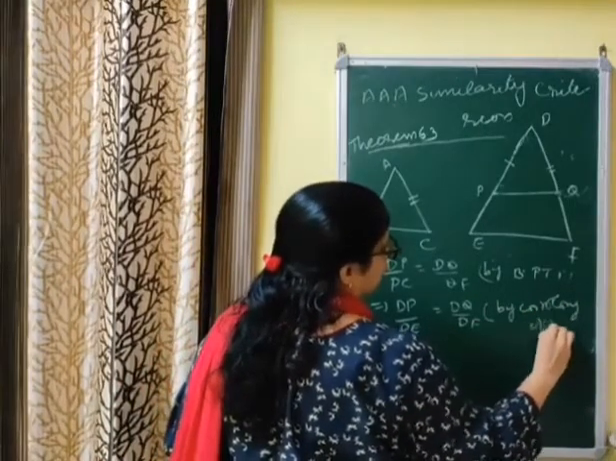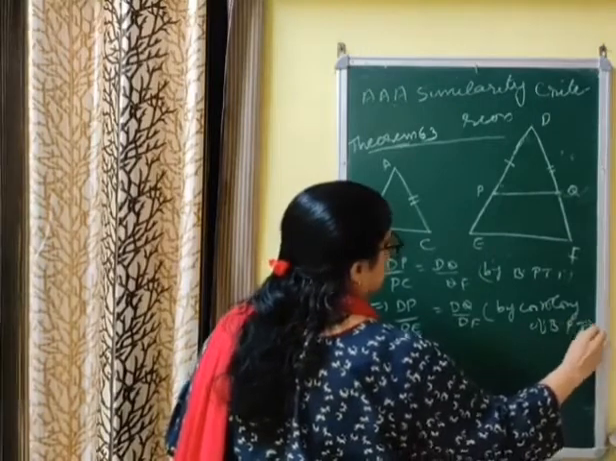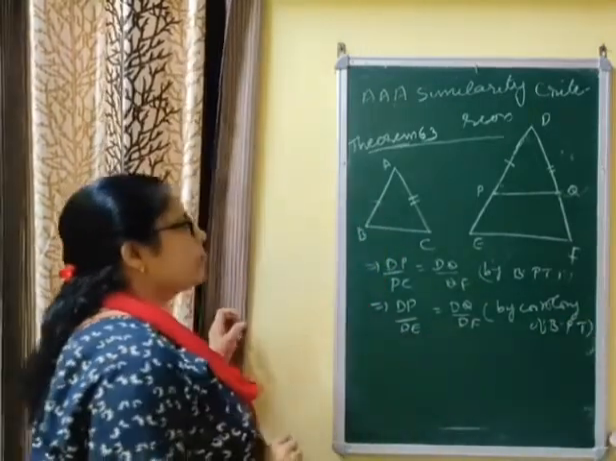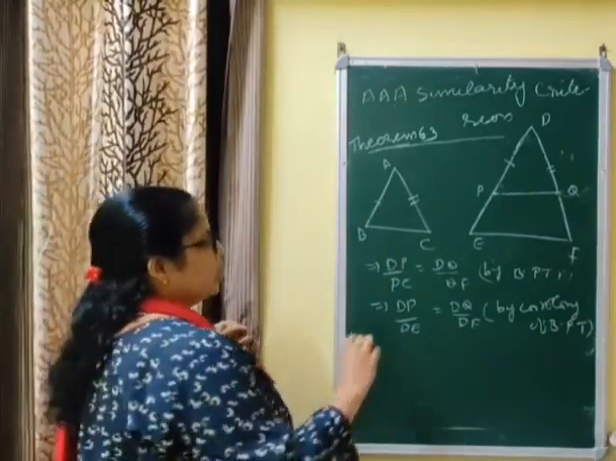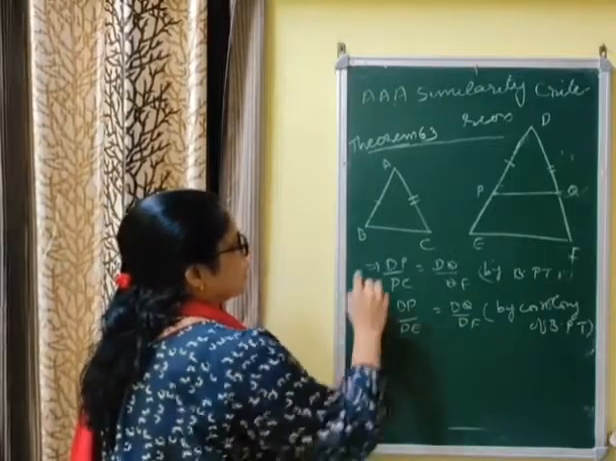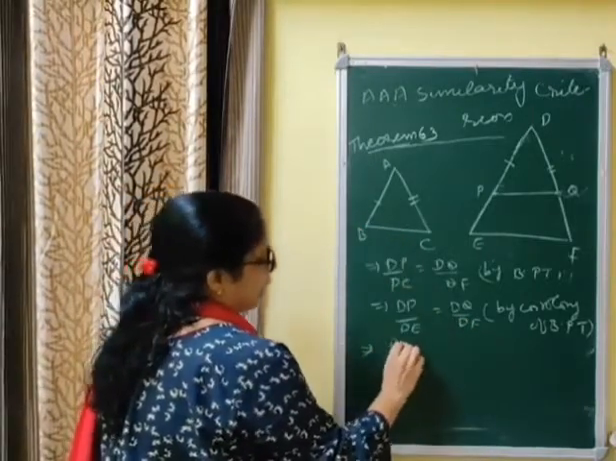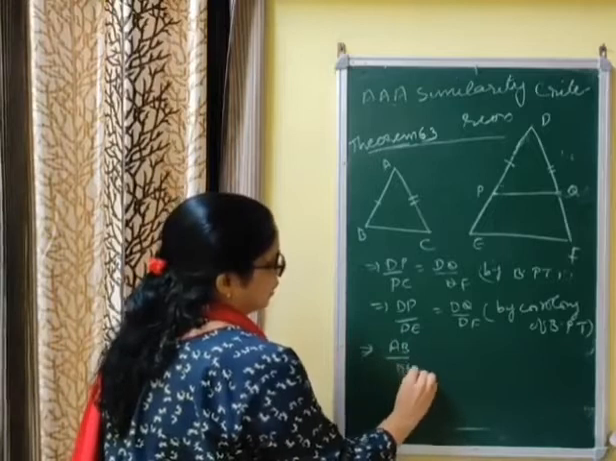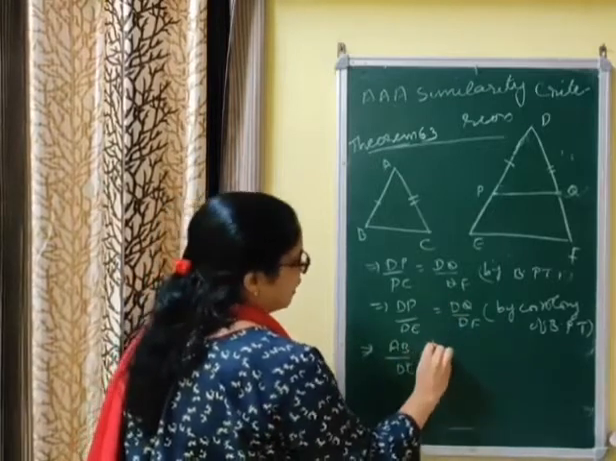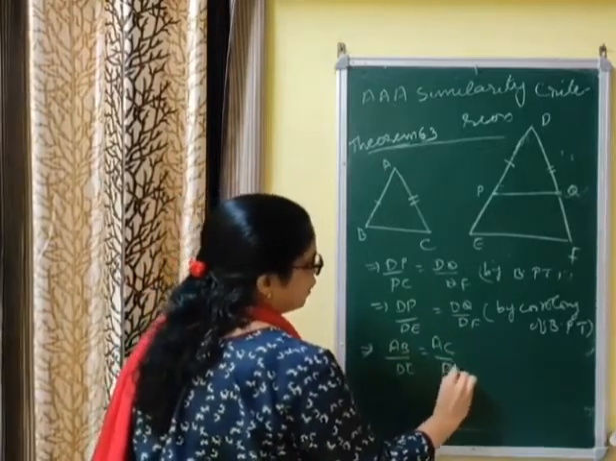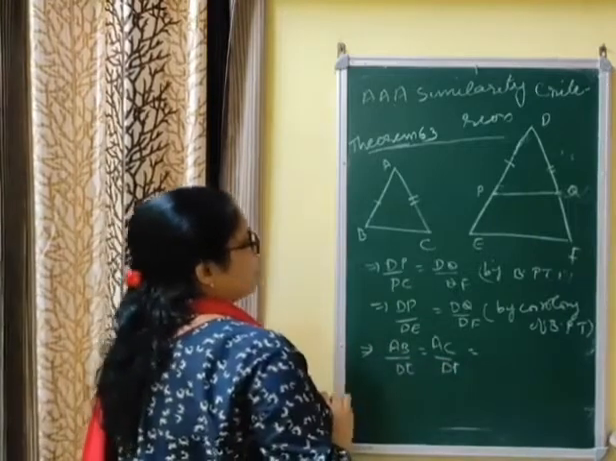Corollary of BPT, taking one BPT. That is DP by DE is equal to DQ by DF. That implies DP can be replaced by AB: AB by DE is equal to DQ, replaced by AC, by DF is equal to BC.